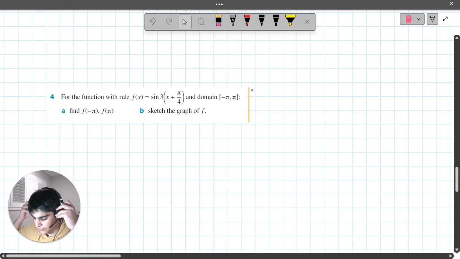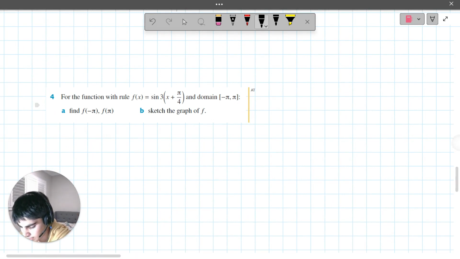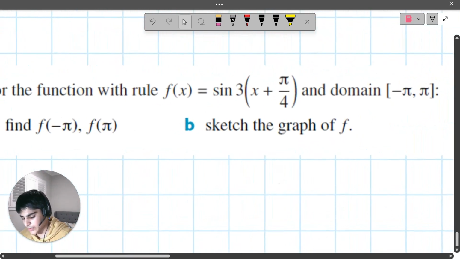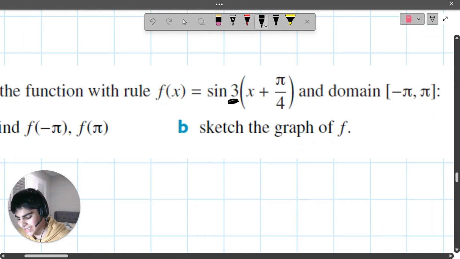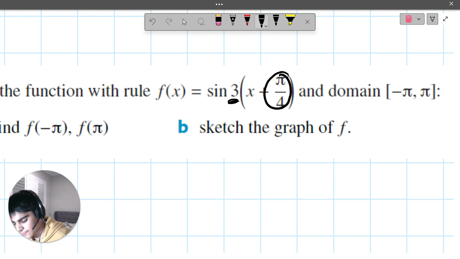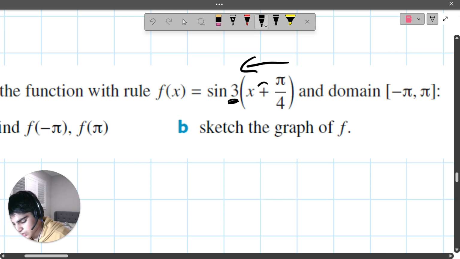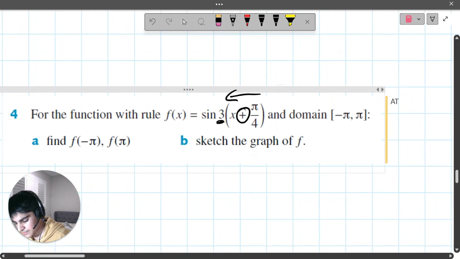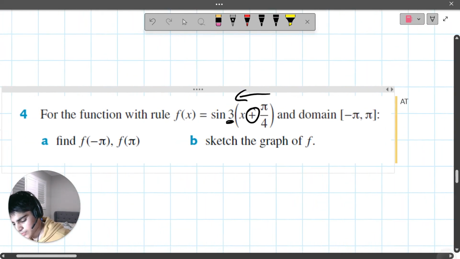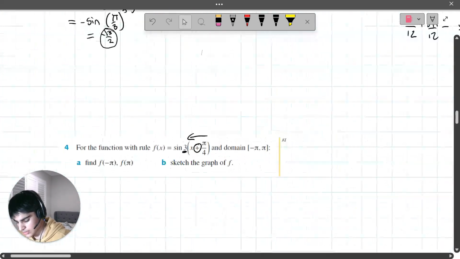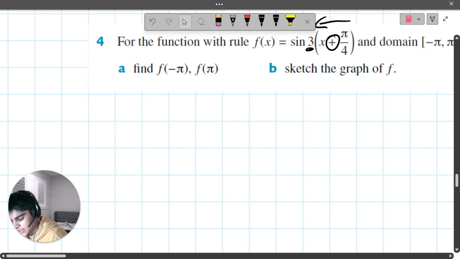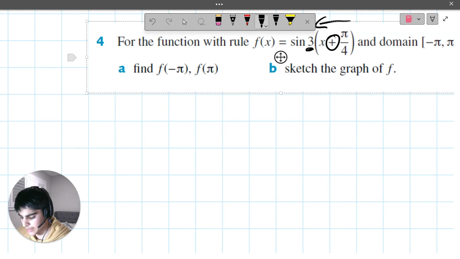For the function with rule f of x equals sine of (3x plus pi on 4) within the domain negative pi to pi. Now let's look at the information we've been given. 3 is the dilation relative to the y-axis. X plus pi on 4 is translated pi on 4 to the left because we're adding it. It's a sine function, and the domain is this. Alright, let's get started. Find f of negative pi and pi.